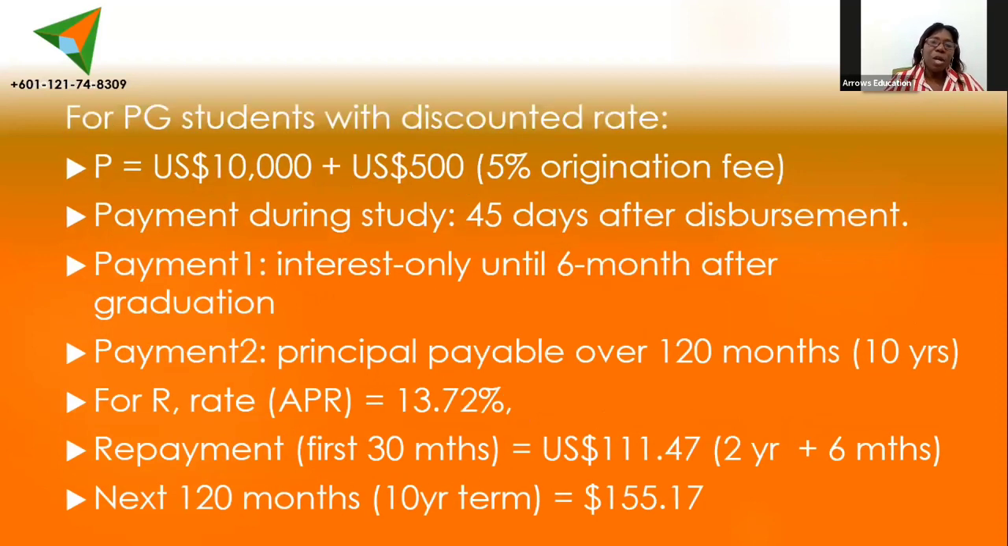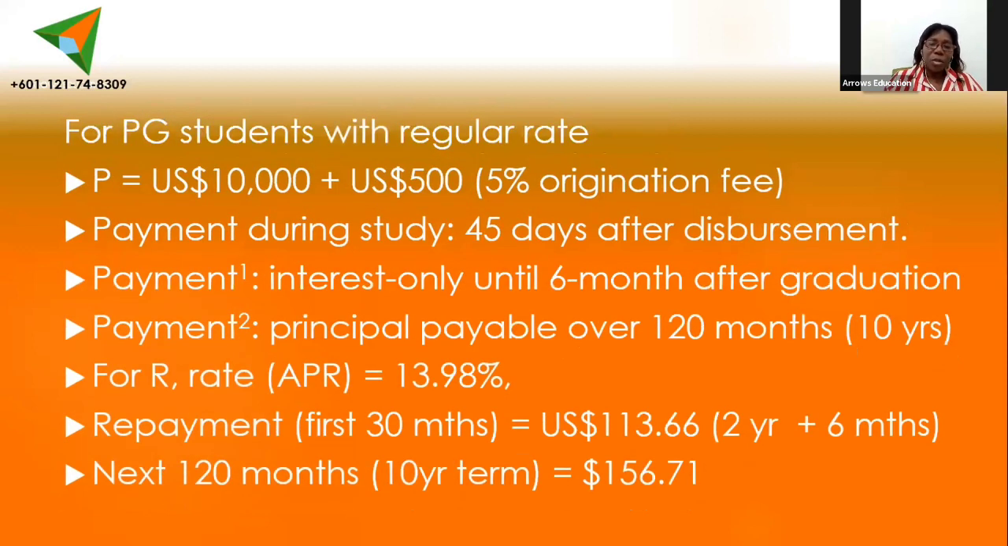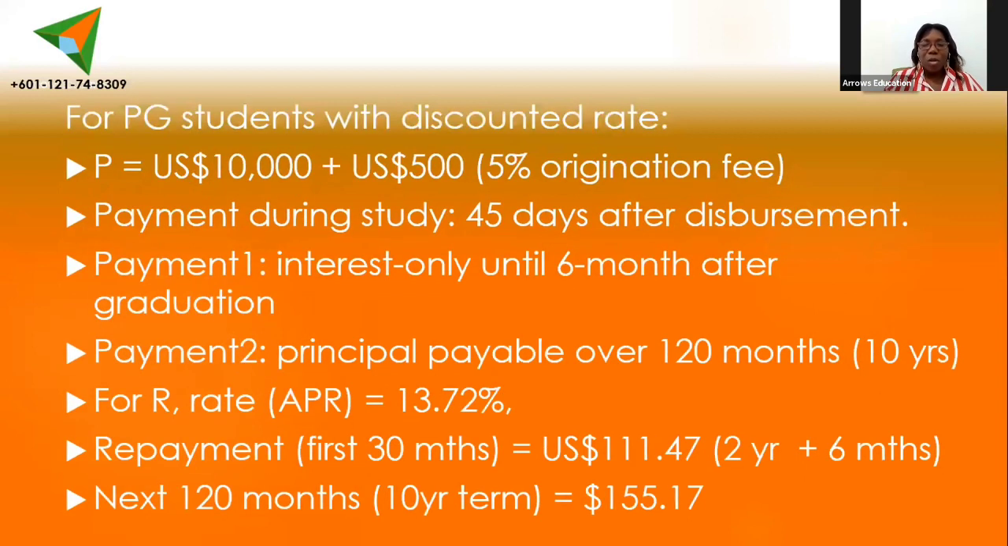If you are a postgraduate student with discounted rate, still the same $10,000 with 5% origination fee, after 45 days of disbursement, when you start paying, you're going to be paying back $111.47. That will be for the first 30 months. Then after graduation, when you start paying for the 10 years, you pay $155.17. When you compare $156.71 with $155.17, it's not worth it, right? That's just $1 gain. So the decision is yours.